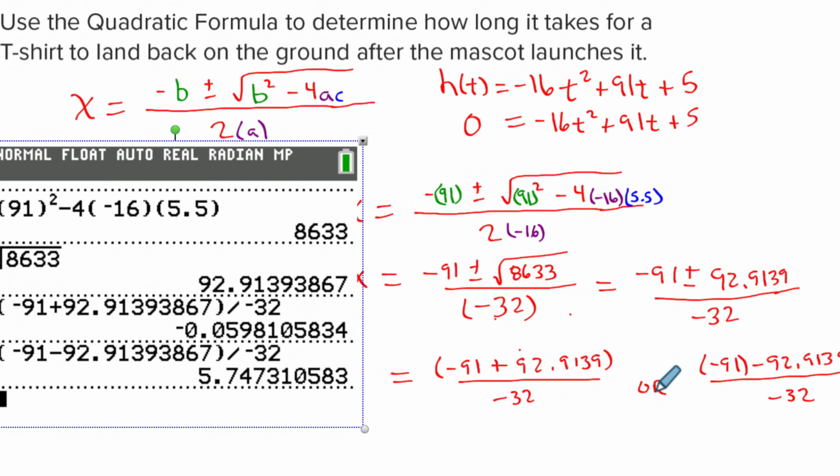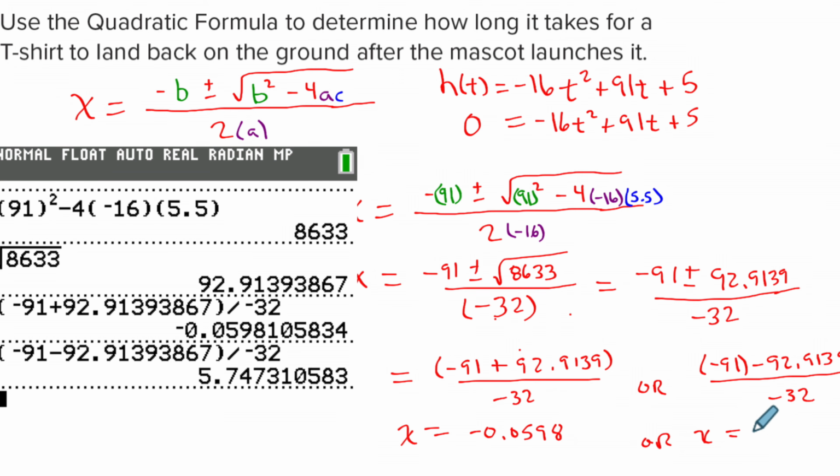Oh, that looks good. All right, so our two answers are going to be, x is going to equal, what do we get, negative 0.0598, right? Or x is going to equal 5.747.